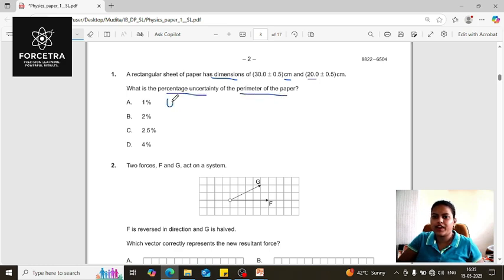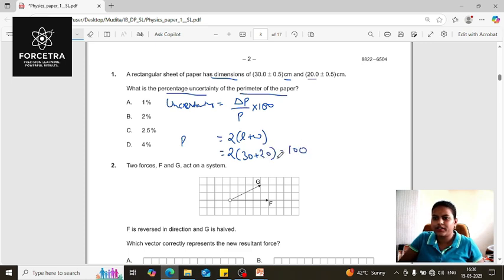So we know the percentage uncertainty is equal to change in the parameter upon the actual value of the parameter into 100. The total parameter is equal to twice of length plus width, which is twice of 30 centimeter plus 20 centimeter. So it would be 50 into 2, which is 100 centimeter.